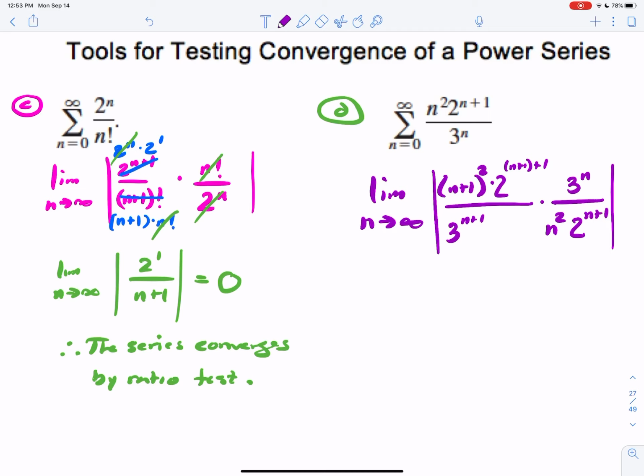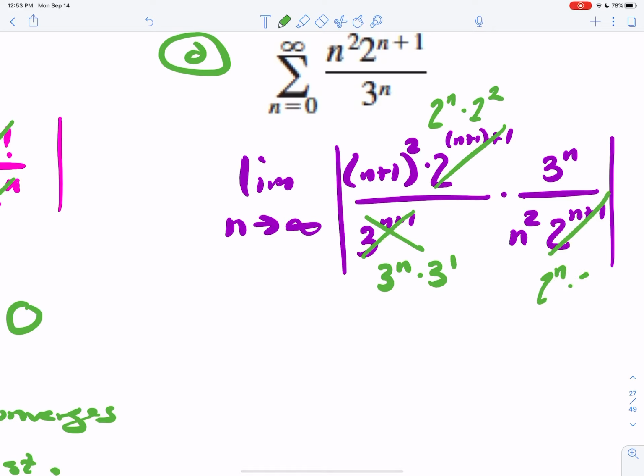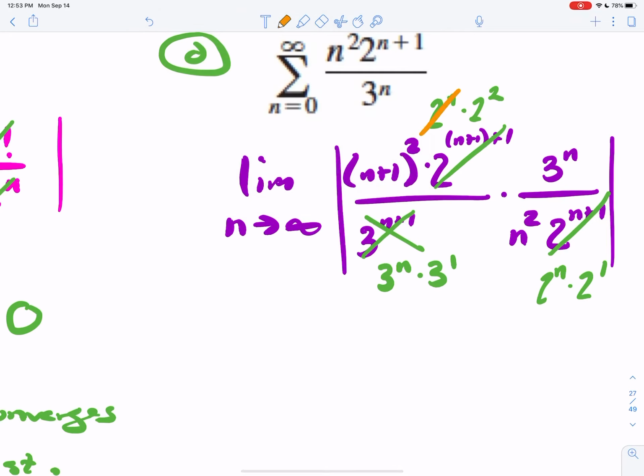All right, here we go. Let's clean this up a little bit. I noticed that 3 to the n plus 1 is the same thing as 3 to the n times 3 to the first. This right here is the same thing as 2 to the n times 2 squared. Down here, that's the same thing as 2 to the n times 2 to the first. And that's about it. Okay, let's take a look at what goes away. I noticed that 2 to the n will go away. I have 2 squared at the top and 2 to the first at the bottom. So I know that there's going to be one remaining 2 left over.